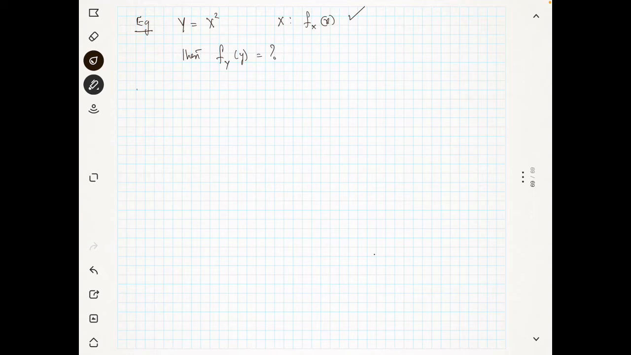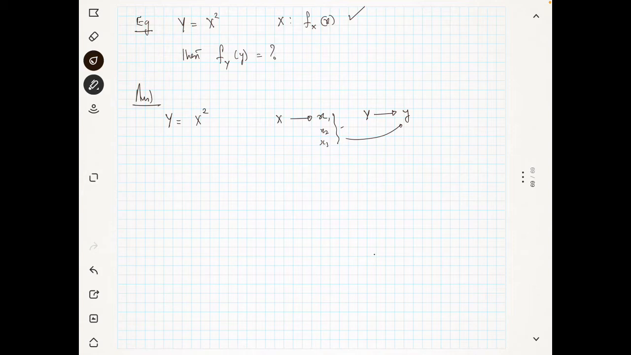You know that y is a random variable, y equal to x square. If x takes the value small x, then y takes the value small y. And this x can be x1, x2 or x3, any value, but all of these will give you some y. So it is a many to one function.